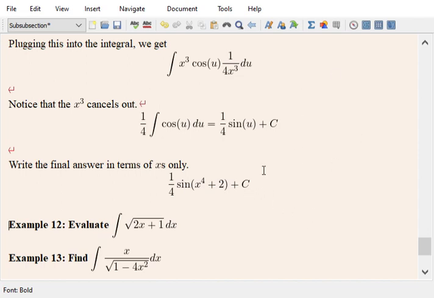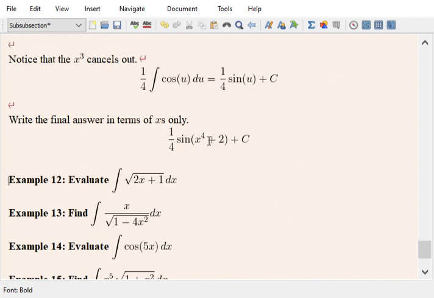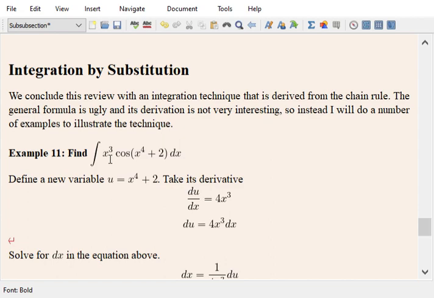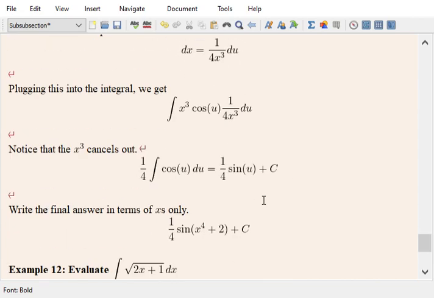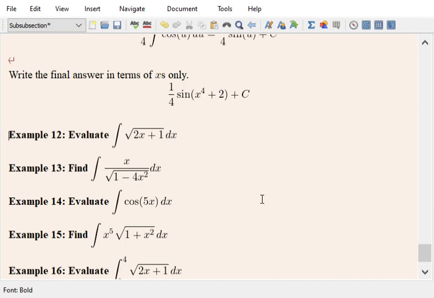And then if you want, you can verify that if you differentiate this, you're going to have to use the chain rule because we've got a function that's embedded inside of another function. But verify for yourself that if you differentiate this, indeed, you do end up with x cubed cosine of x to the 4th plus 2, which is exactly what you wanted, since we're looking for an antiderivative.